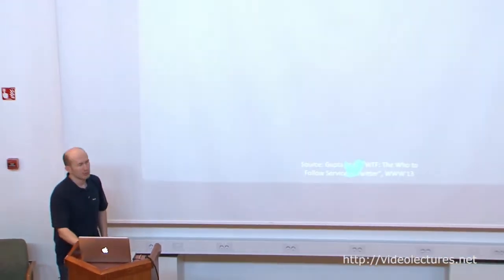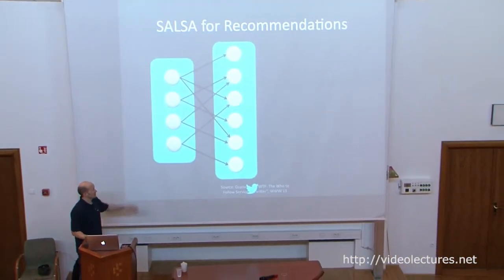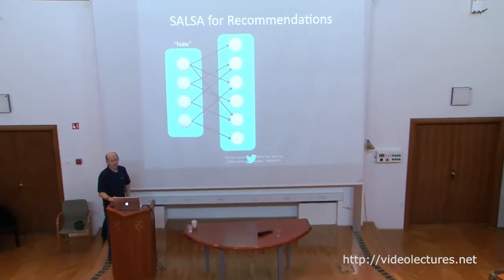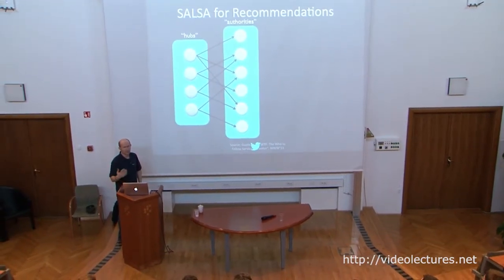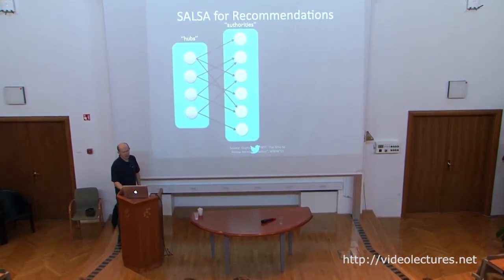The final form of the algorithm as of today is based on the well-known SALSA algorithm, which uses bipartite graph walks. On the left side, we have the hubs. On the right side, we have the so-called authorities, although in this case it's a loose analogy. The hubs correspond to the circle of trust of a given user, and the authorities correspond to users who are followed by those users. And there are obviously various tweaks and details to this formalism.